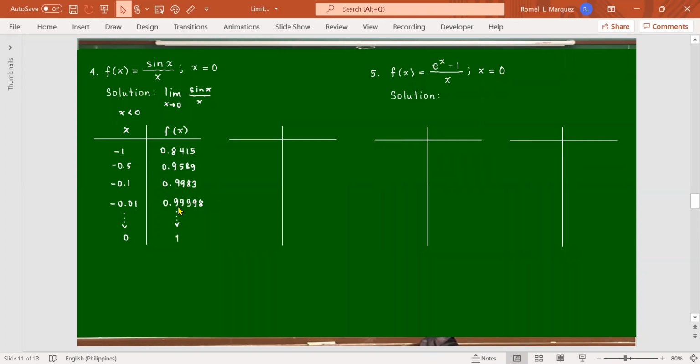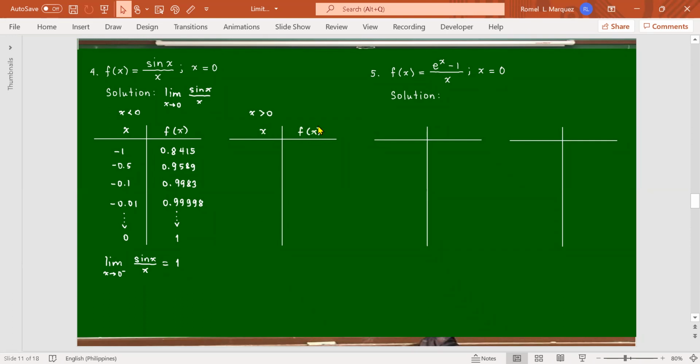1, no? Because the trend is having many 9 values, no? 0.9999. Perhaps it will have more 9s in the decimal part, okay? So we say that the limit as x approaches 0 from the left of sine x over x is equal to what? It is equal to 1, no? Guys? Am I right?